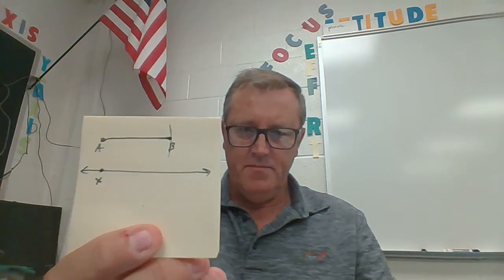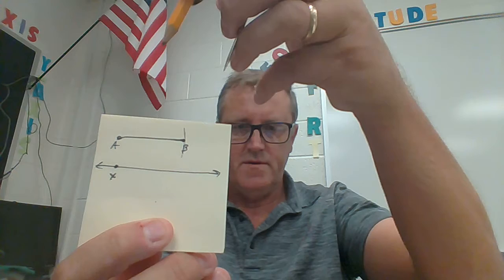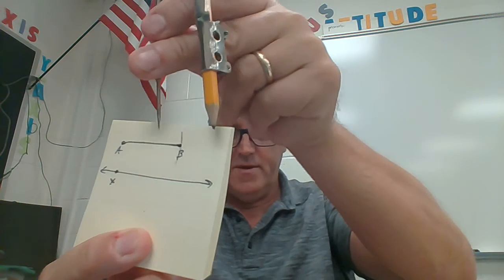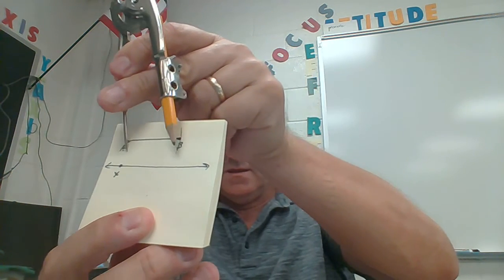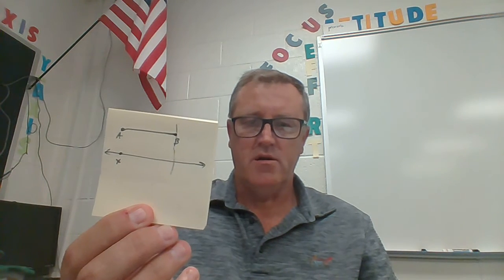Now I'm going to use my compass and widen it so that it is the length of AB. I can tell that because I have an arc at B. I put the point at A, and there we go. Now I'm going to do the same thing on the line, but I'm going to put the sharp point on X and make an arc right there.